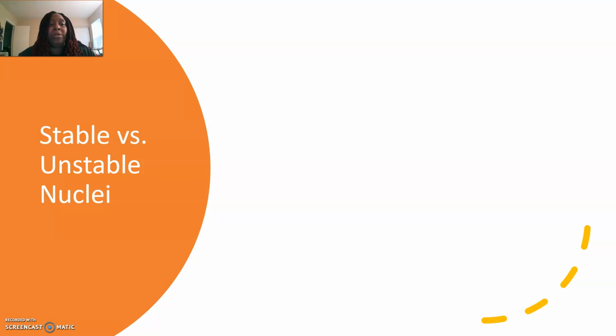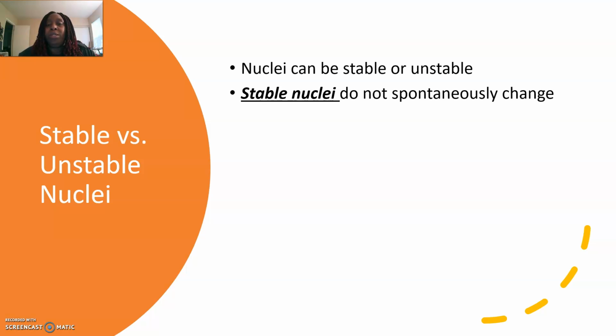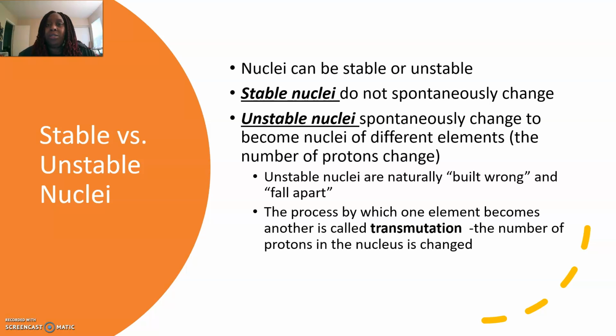Okay, so now let's make a comparison: stable versus unstable nuclei. So now you know the concept. We have stable atoms, we have unstable atoms. And now we're going to need to know how to figure out which ones are stable and which ones are unstable. That's the very first thing that you are going to have to know. Stable nuclei mean exactly what they're supposed to: they do not spontaneously change. Unstable nuclei spontaneously change and turn into nuclei of different elements. That happens because the number of protons ends up changing.